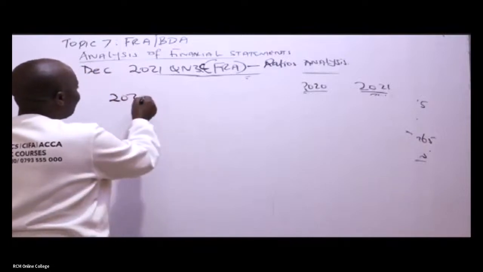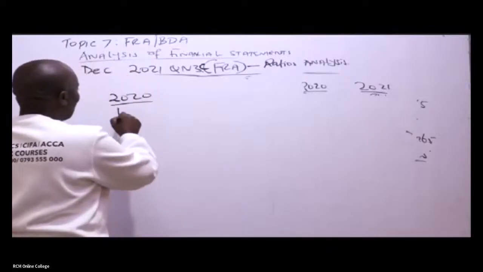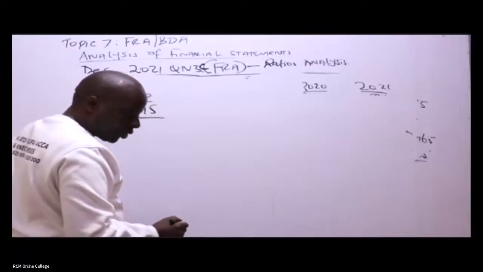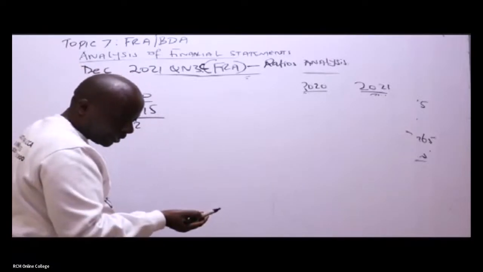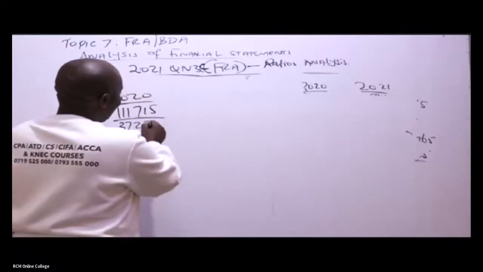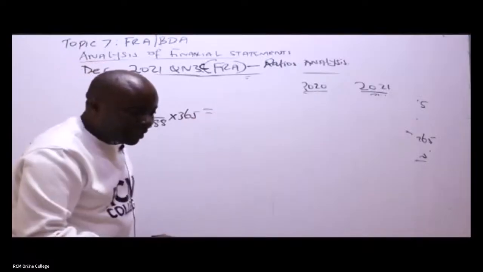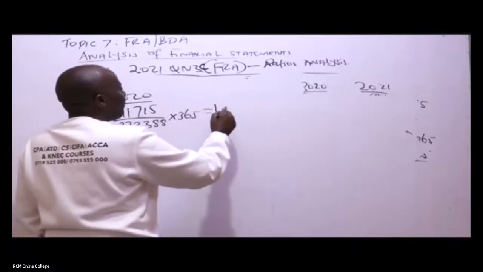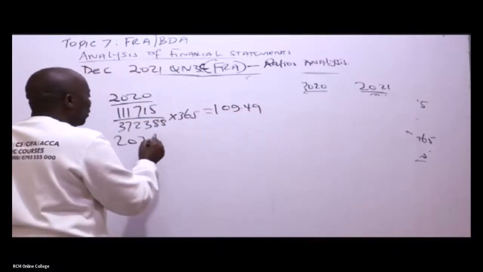For 2020, we have the payables there as 111,715, all over 372, cost of sales, that is 388, times 365. This is how this gentleman called Pius was able to get 109.49 days. And then we have 2021.